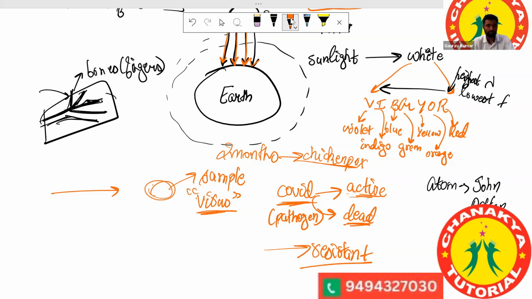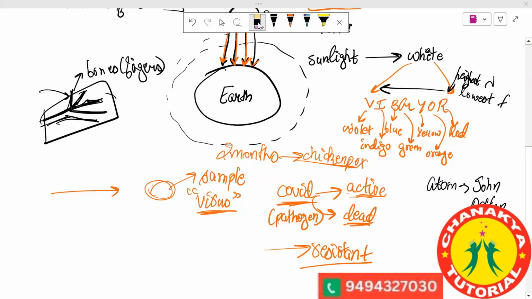This vaccine contains some anti-COVID cells. When these cells go into the blood, they fight this virus and do not allow it to spread in our body. Fine. Do you understand? Yes, sir. Okay, great.